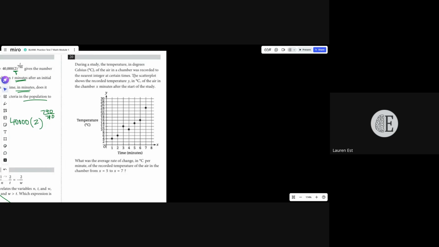During a study, the temperature in degrees Celsius of the air in a chamber was reported. Don't care. Scatter plot. Rate. Which of the average rate of change? That's the slope. In degrees C per minute of the recorded temperature of the air in the chamber from 5 to 7. I haven't seen one like this before, but you just draw it. And I would look or encourage my students to do it like that.